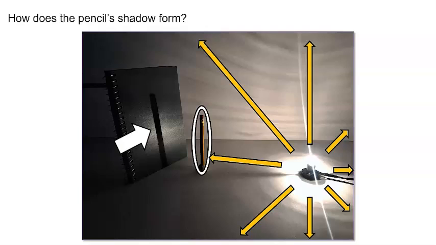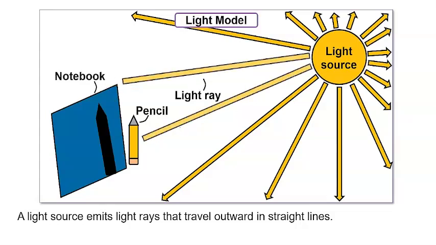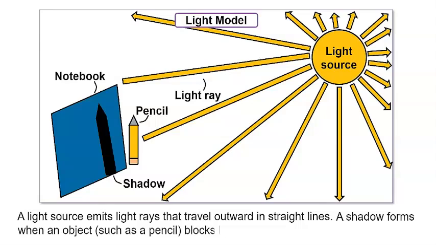Let's look back at our light model. How can we represent what happens when light rays strike an object such as a pencil or a notebook? I know. We can make the light rays stop at the object. Now let's add to our explanation. A shadow forms when an object such as a pencil blocks light rays from reaching a surface.